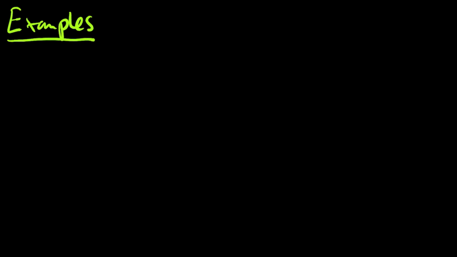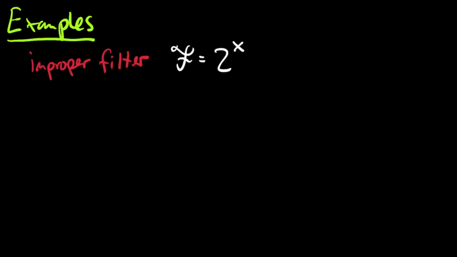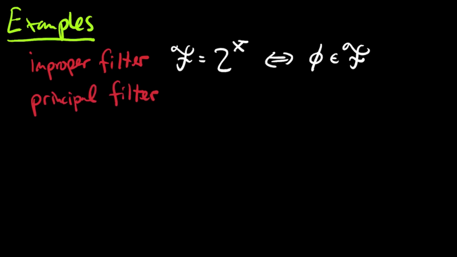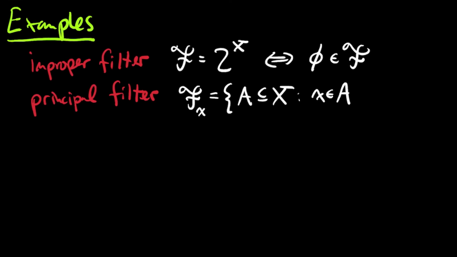Now, let's look at some examples. So, you can take the full collection, the power set of X. That's called the improper filter. That's the same as saying the empty set is in F because F is upward closed. So once you have the empty set, you have everything. There's something called the principal filter that depends on a point, little x in X. And that's just the set of all sets A that contain the point x.